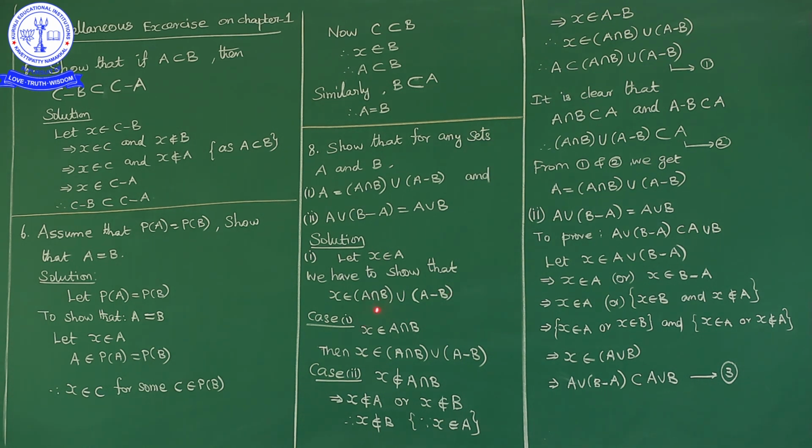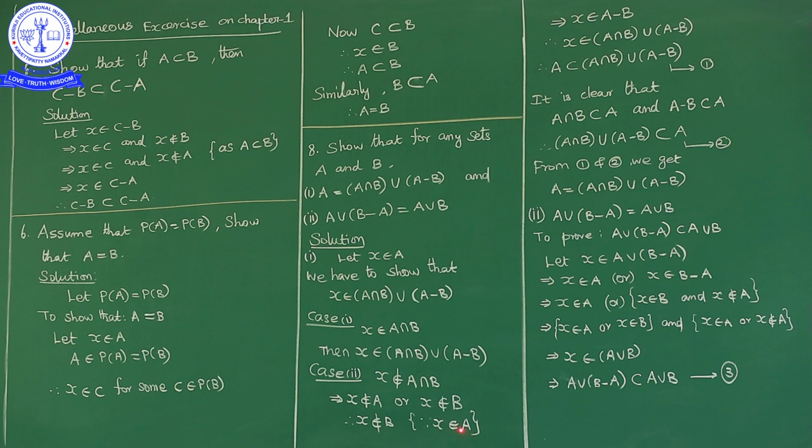So x is not lying in A intersection B. Suppose x does not belong to A intersection B. What is the condition? x does not belong to A intersection B means either x does not belong to A or x does not belong to B. Here we already considered x is an element of A, so this statement is not true. So obviously x does not belong to B.